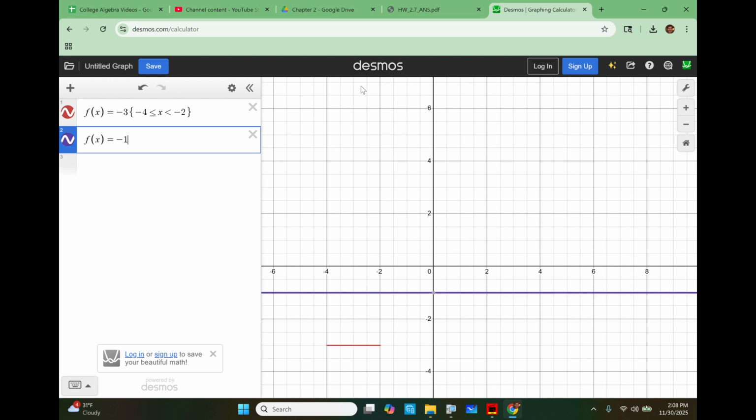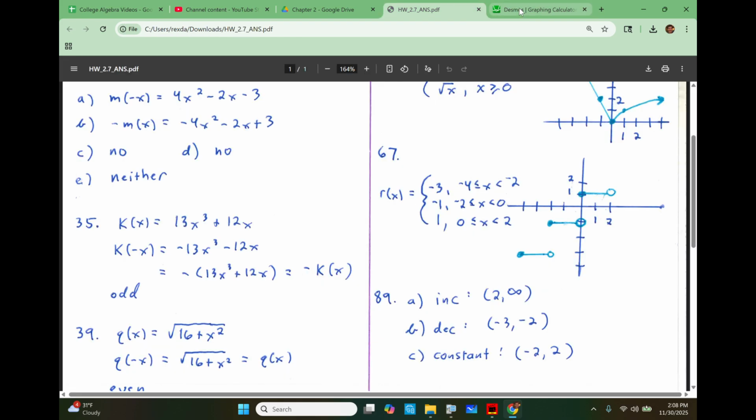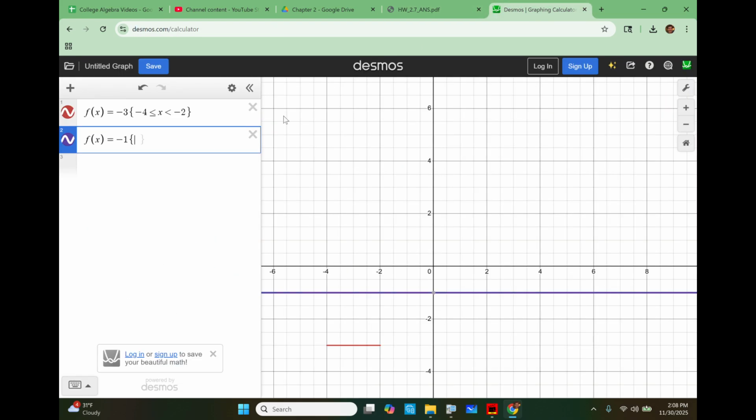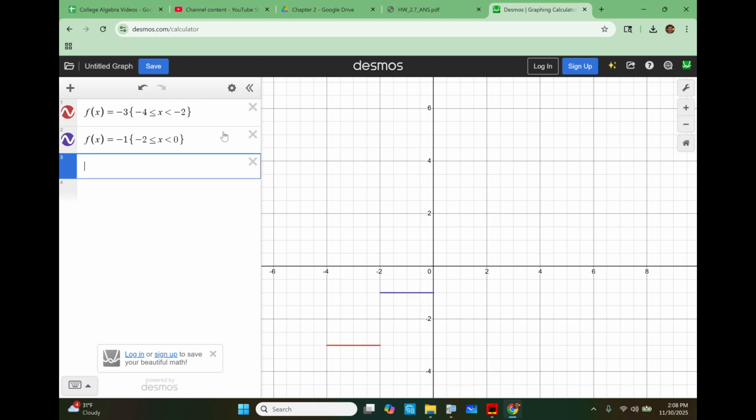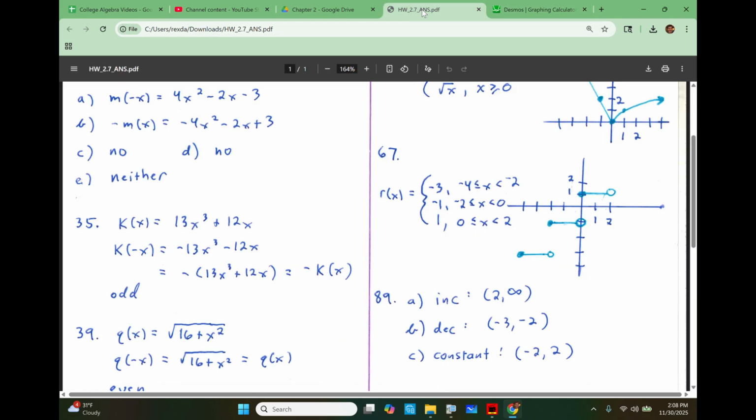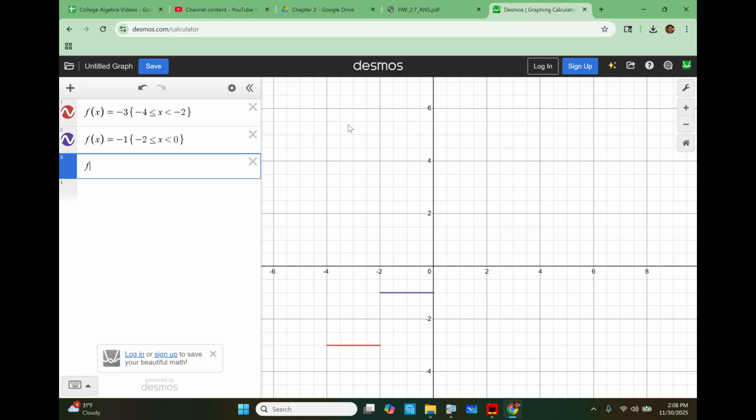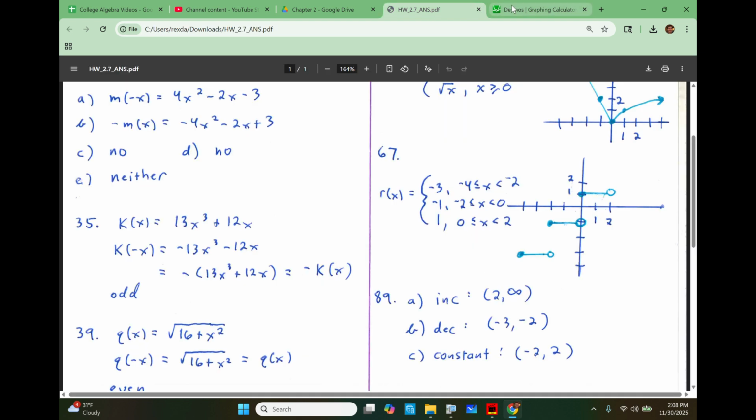Equals negative 1 from negative 2 to 0. Do squiggly bracket, negative 2. I do the less than and then hit equal, and it automatically does that symbol for me, x less than 0. And again, without the open or close circle, we're seeing these pieces here. Close that squiggly bracket, and then it's equal to 1, 0 to 2. 1, squiggly brackets, 0 less than or equal to x, less than 2. There you go. So that same graph.